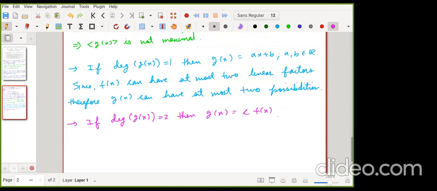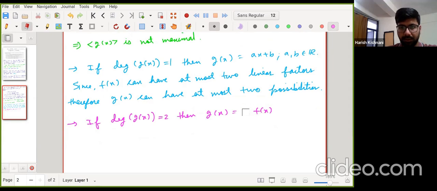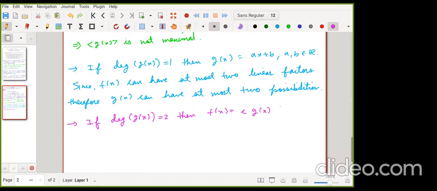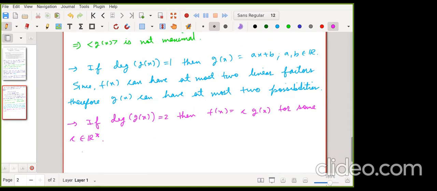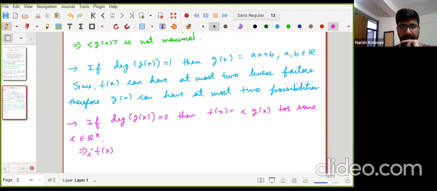I should say, since f(x) is contained in the ideal generated by this, f(x) is some c times g(x) for some c in R star. Okay. But then this implies f(x) times c inverse is g(x). So that's like an obvious thing.